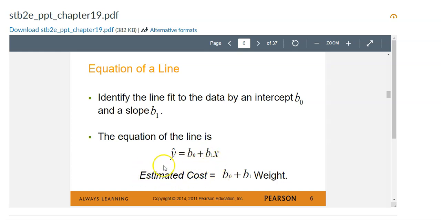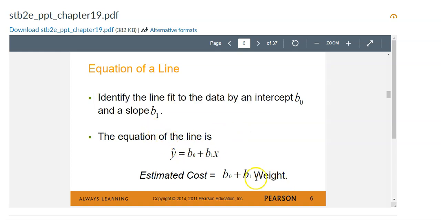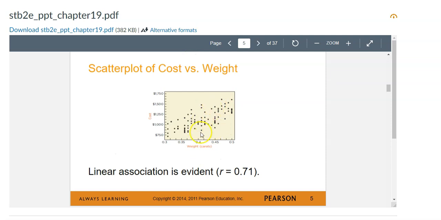So on the left hand side, what do we have? We have estimated cost. On the right hand side, we have weight. So weight is the actual weight of a diamond, but the cost or the price is not. The cost or price is actually an estimation of the price. And why is that? It's because we are using these different values, different from past values, to create that regression line.